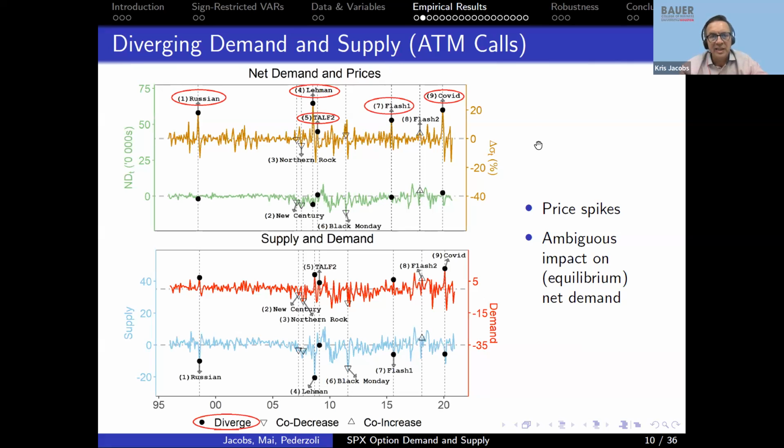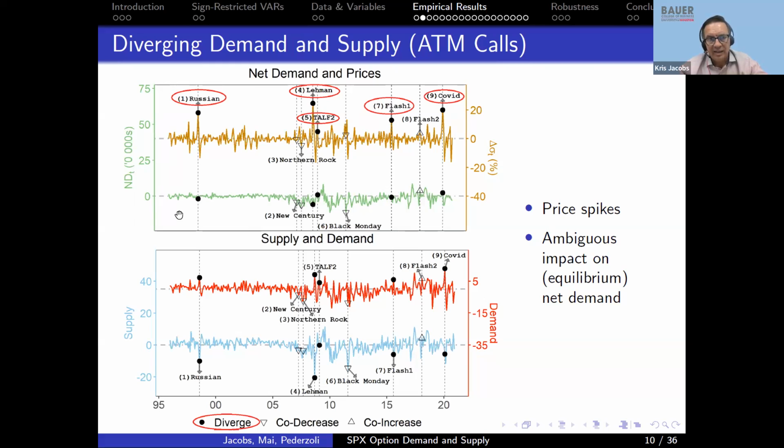And so here's basically the heart of the paper. We have 2 pictures here. On top, we have net demand and prices. Prices are in what do we call this color, brown or burnt orange or whatever it is. We have prices on the right axis, and on the left, we have net demand.